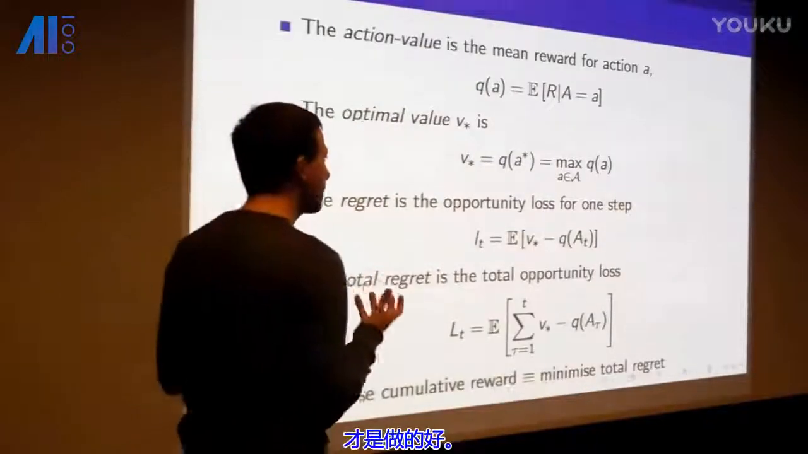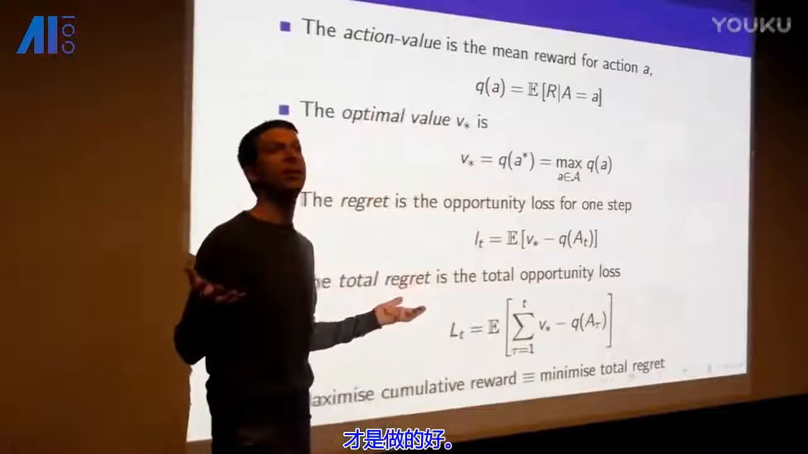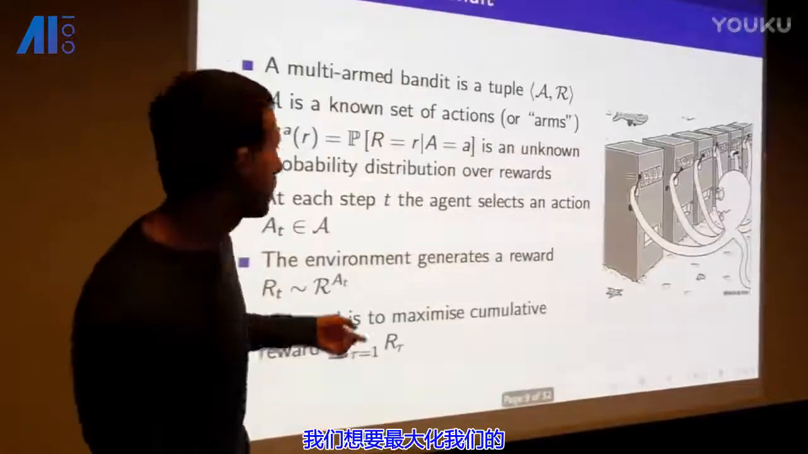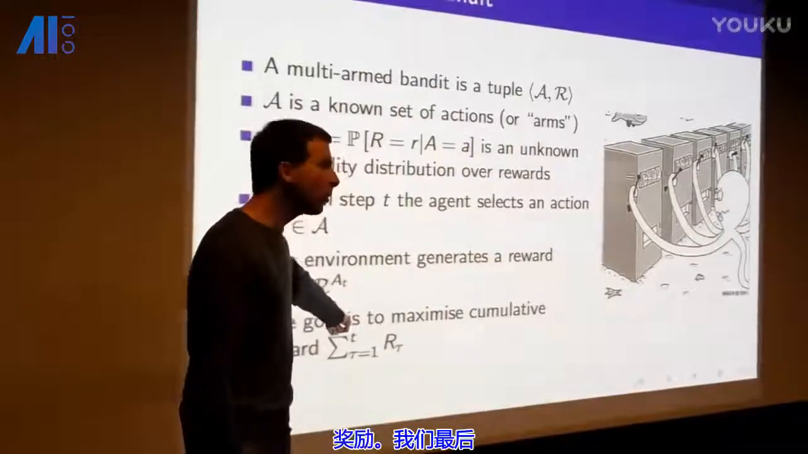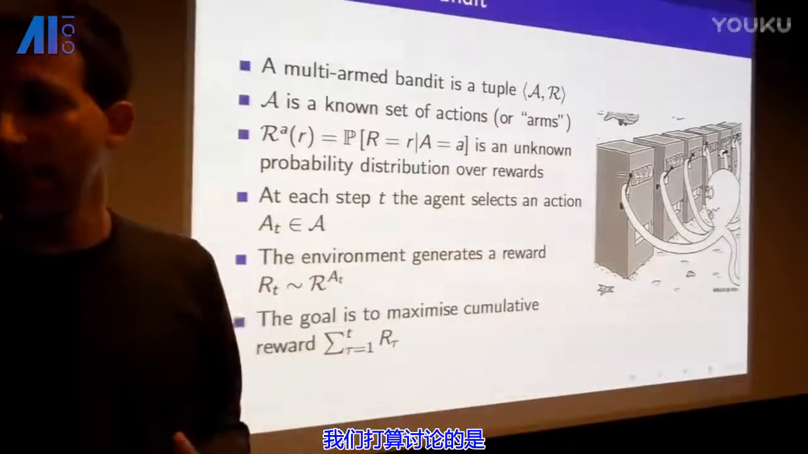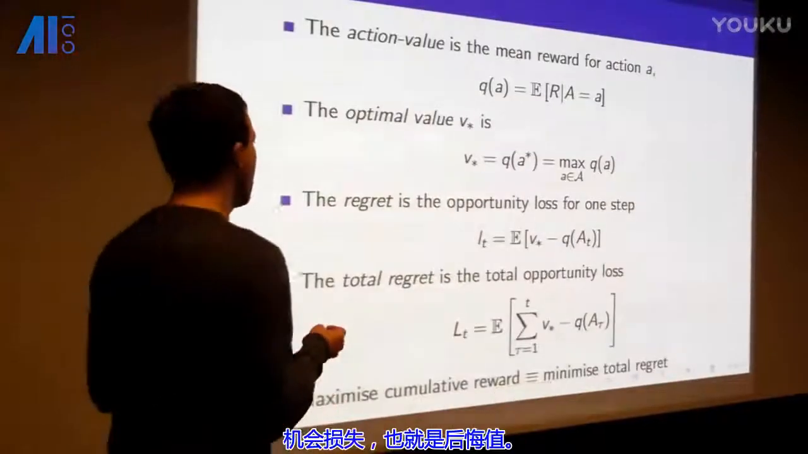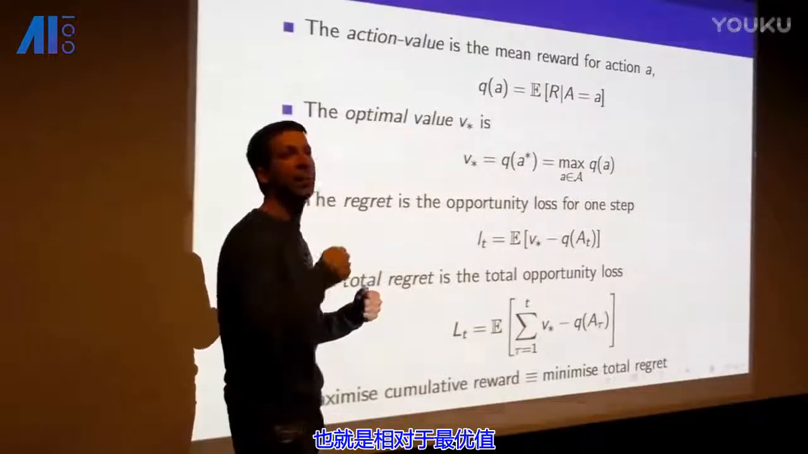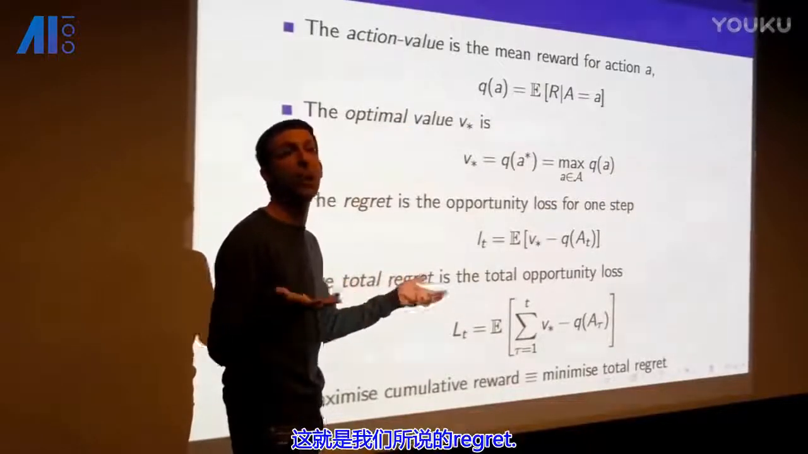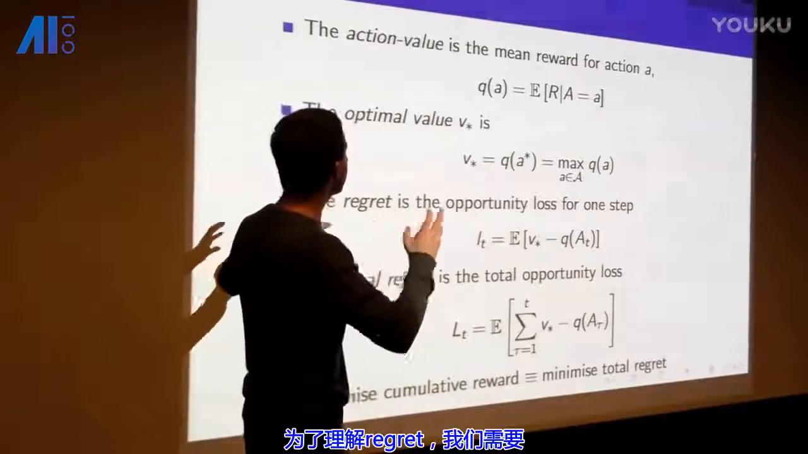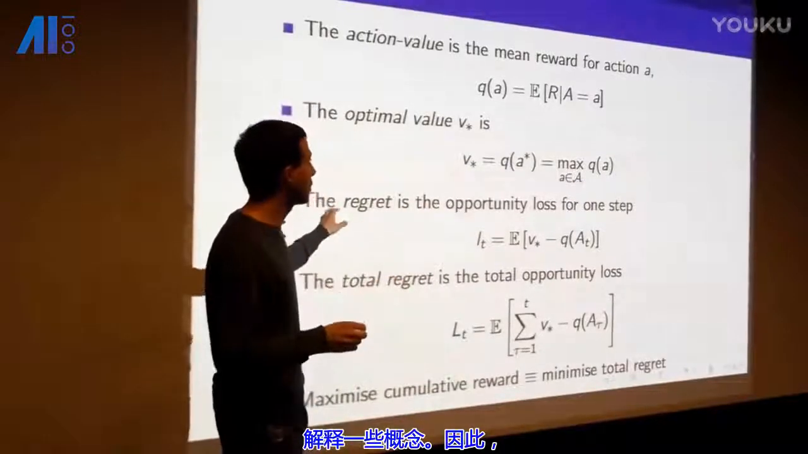Now we're going to try and understand what it means to do well in this domain. We've got this criterion where we want to maximize the cumulative reward, but we're going to flip it around to talk about opportunity loss, known as regret, rather than the amount of reward we've got: how much worse have we done than the best we could possibly have done. That's what we call regret. To understand that, let's work through a couple of definitions.